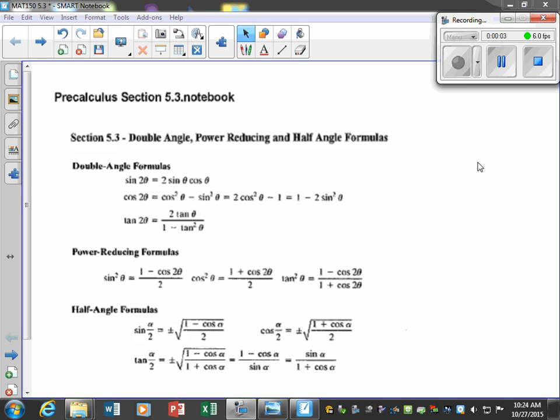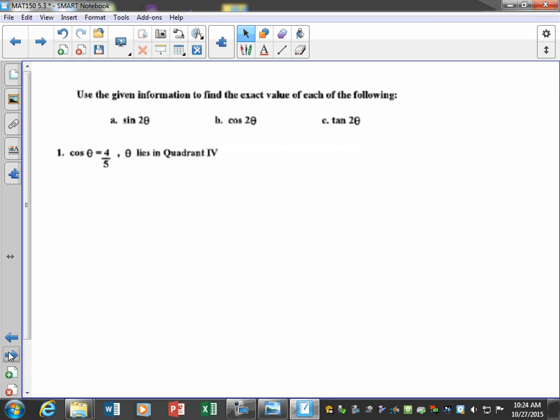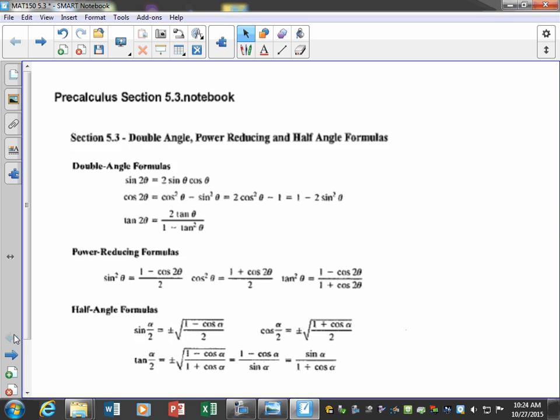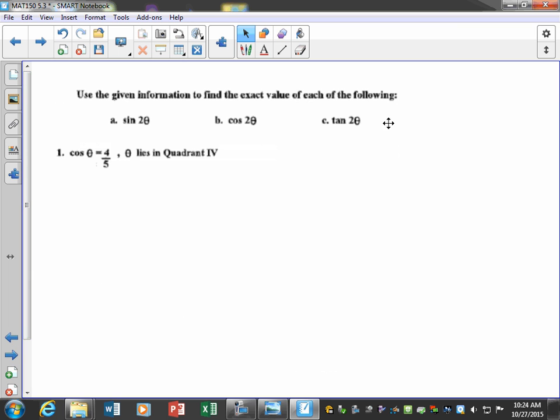Okay, in 5.3 we're going to do double angle and half angle formulas. If you look right here, you have the given formula and also the half angle formulas, which are a little bit blurry, but you can print them out on your handouts. The first one is that we're given information and we want to find the exact value. The first one we're going to look at is the sine of 2 theta. We'll look back to our formula sheet to find the sine of 2 theta. Using the formula, it is right here. We're going to write it on the next page.